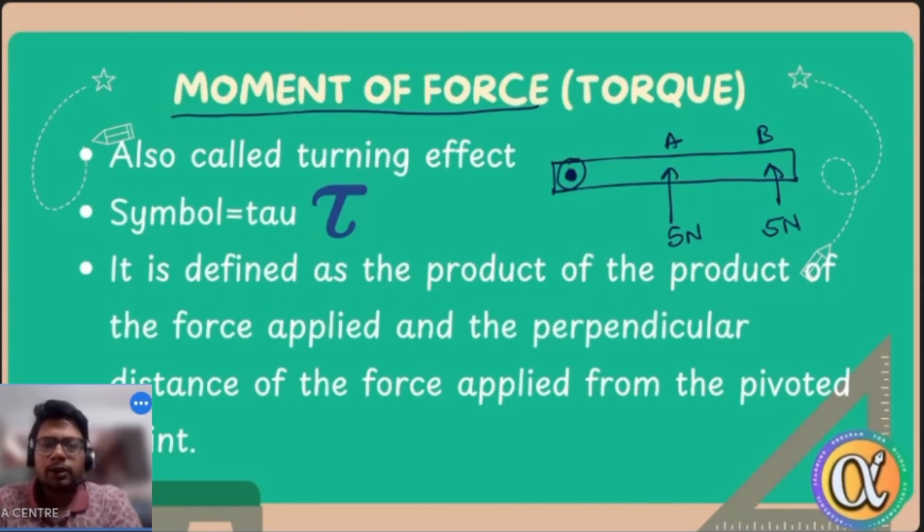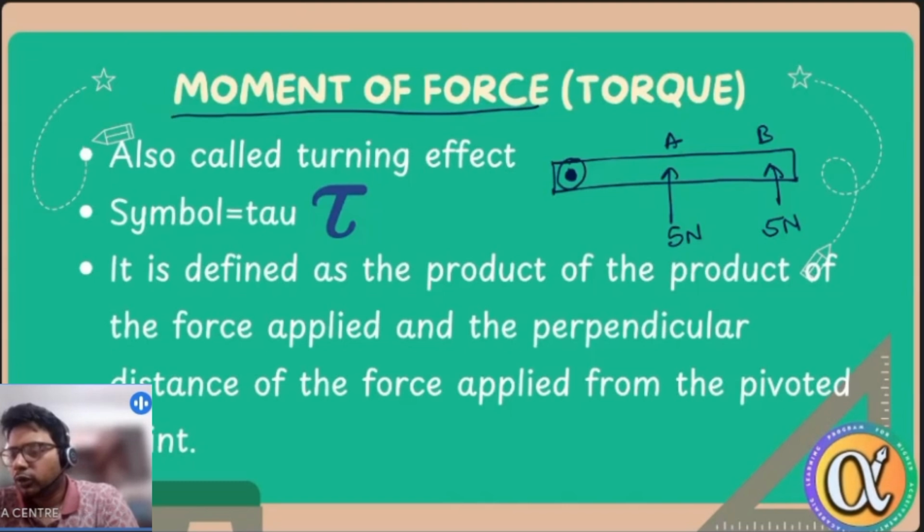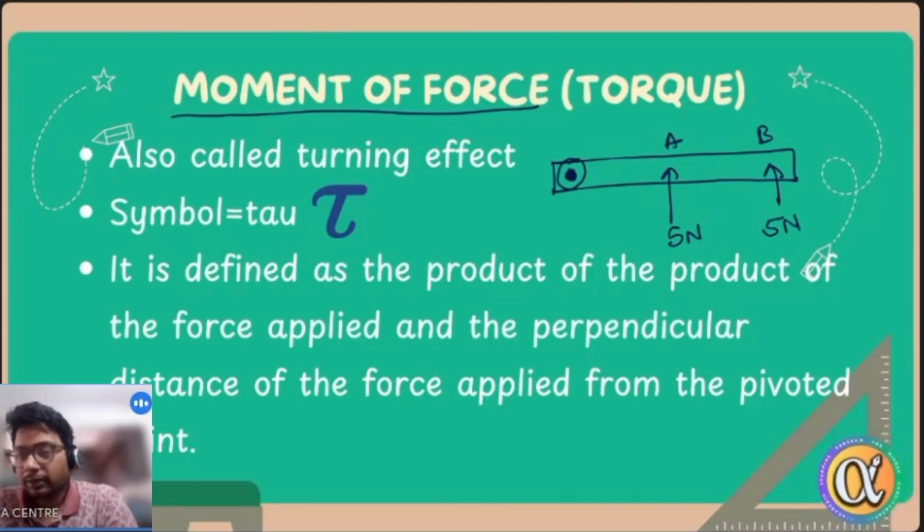Moment of force is represented by the symbol tau, and it is the product of the force applied and the perpendicular distance of the force applied from the pivoted point. So greater the distance, greater the moment. Basically, this is dependent on two factors. One is how much force you are applying. Second is how far you are applying it. So for the same force you can have different moments, given that it is at a different distance from the fixed point.